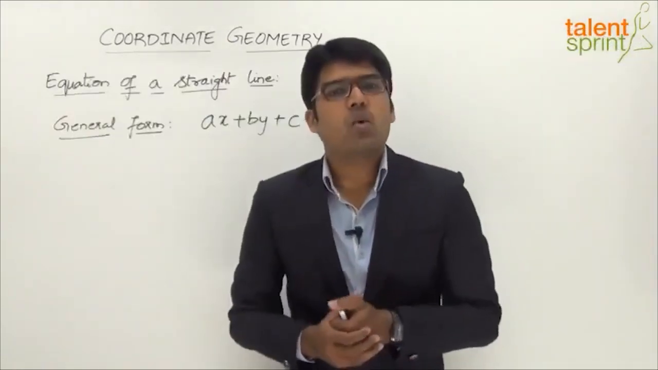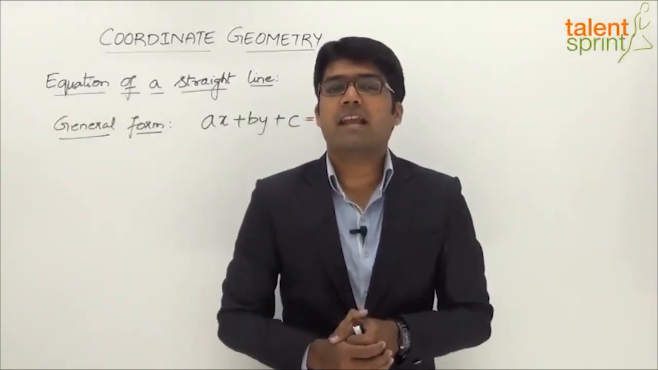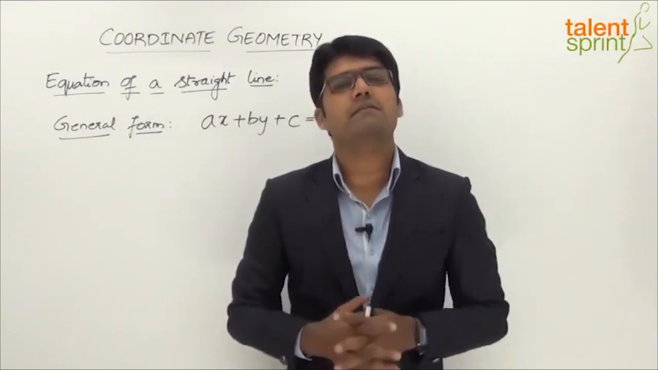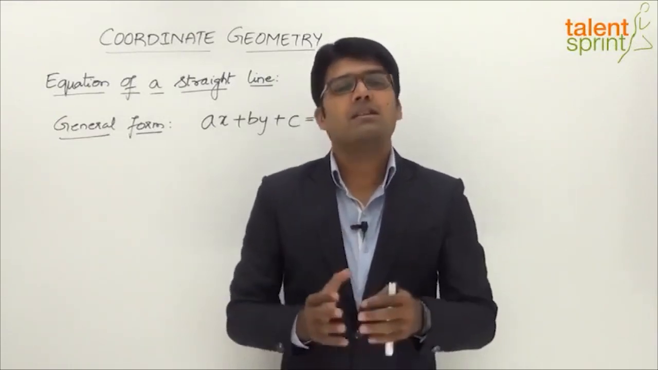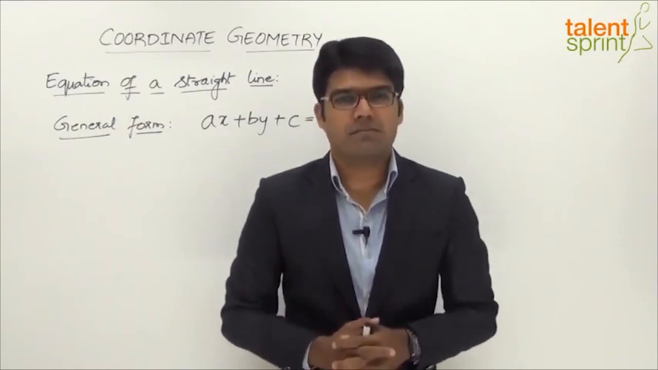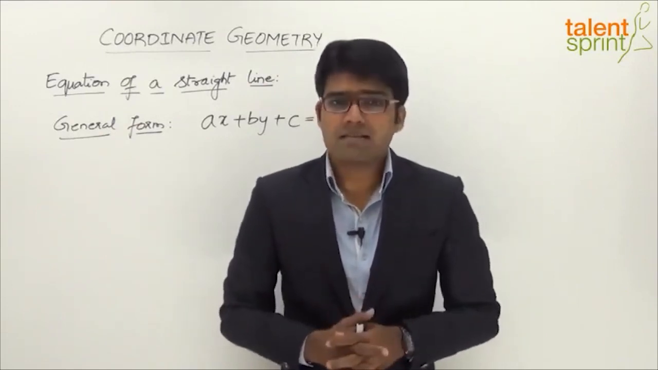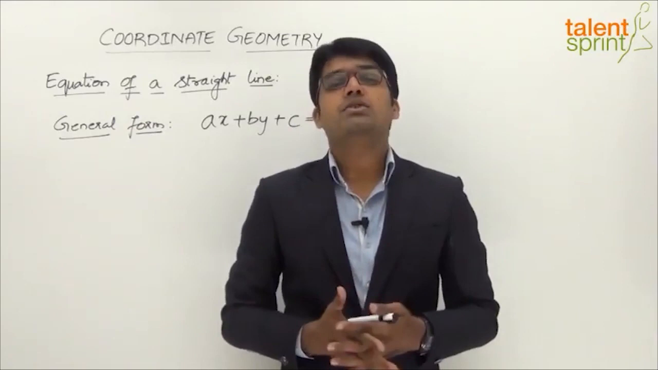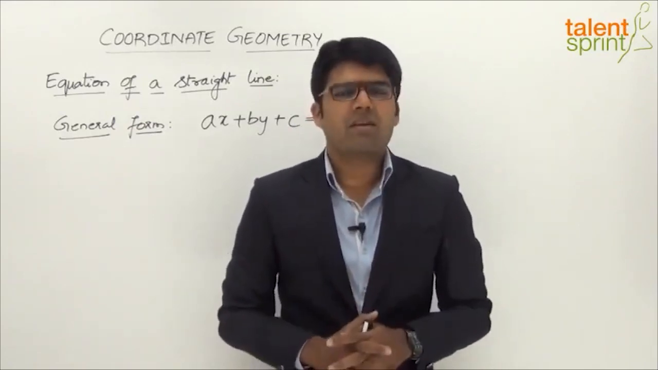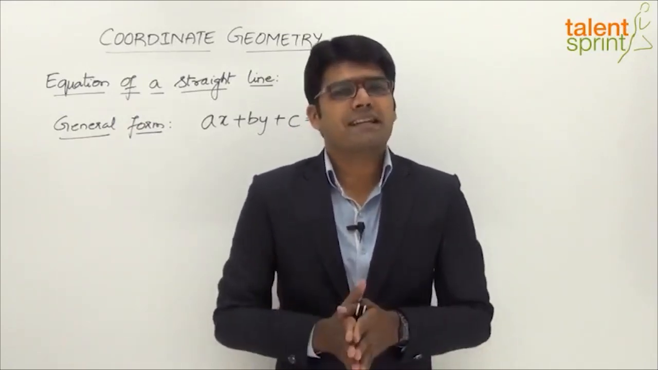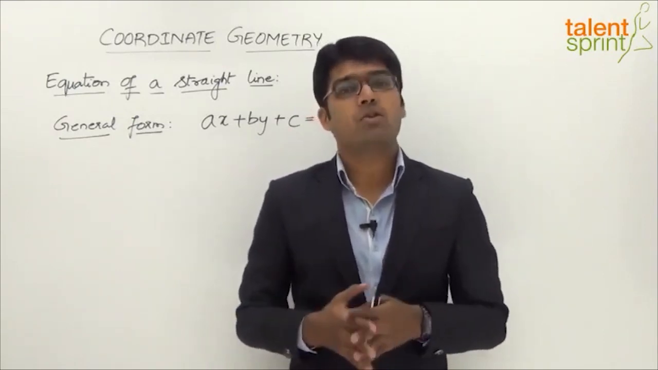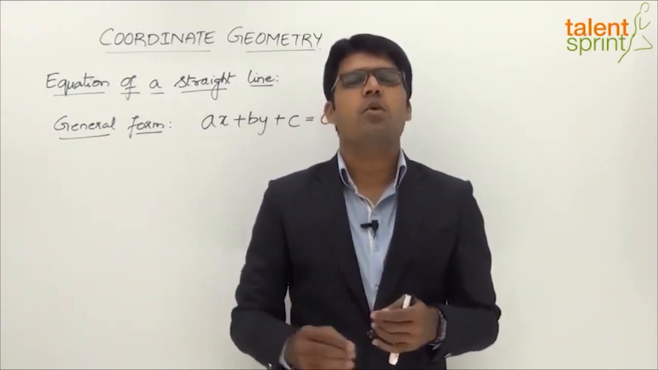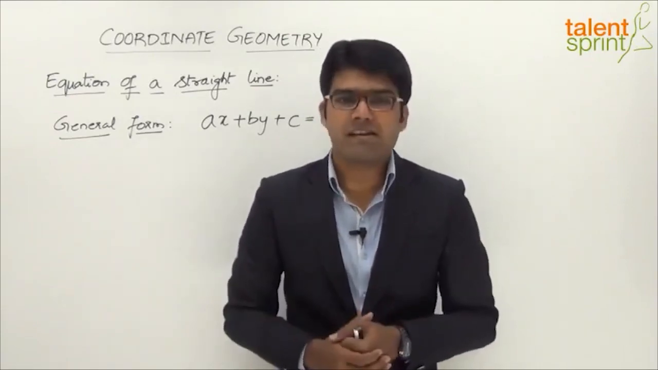Now that we have learned what is meant by slope of a straight line and how to measure it, let us look at the different forms of equations of a straight line. And we shall start with the general form of equation. But let us first understand what is meant by an equation of the straight line. Well, an equation of a straight line is a relationship between x and y, which is satisfied by the coordinates of each and every point that lies on the straight line.